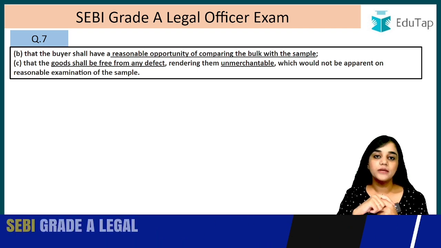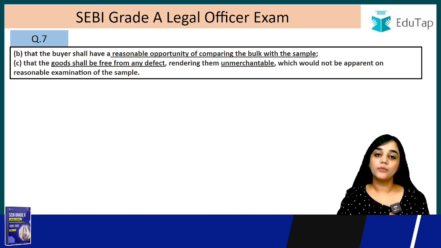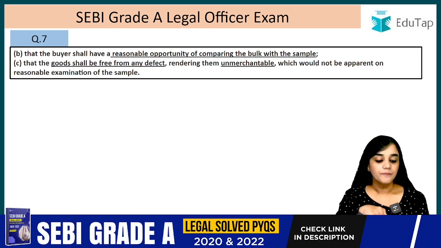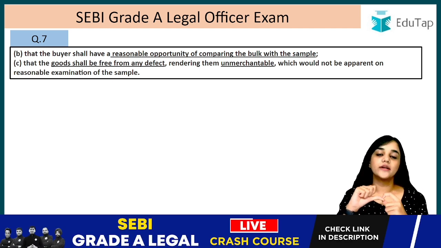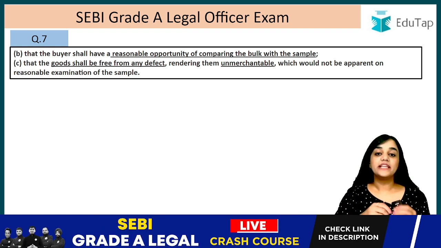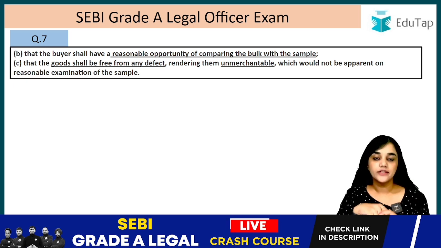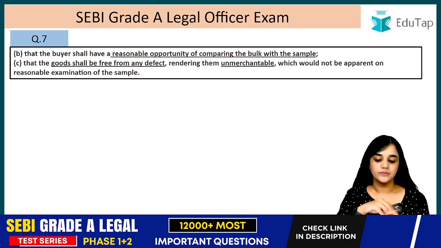What is merchantable quality? Merchantable quality is something that is easily accepted in the market. So it should not have any defect which makes it unmerchantable. Let's read it again: the goods shall be free from any defect, rendering them unmerchantable, which would not be apparent on reasonable examination of the sample. It should be defect free and easily acceptable in the market. If any of these implied conditions is breached, then the seller can be held liable. He is responsible in this case.